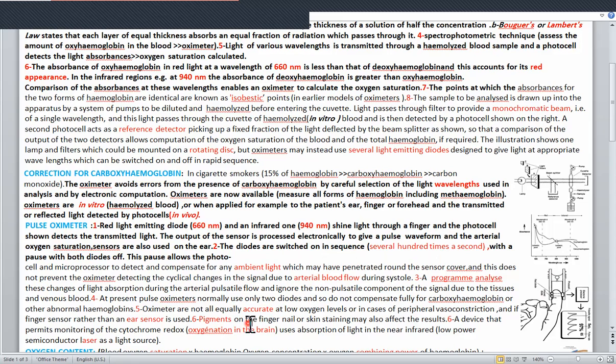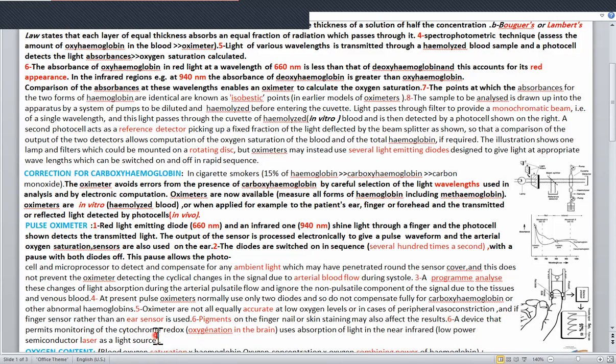They are equally accurate, but there is some inaccuracy when there is a peripheral constriction, and whenever we are using, of course, the finger sensor for the ear, and the pigments, as we know, in the fingers. These are the things that make fallacies during measurement of the saturation.